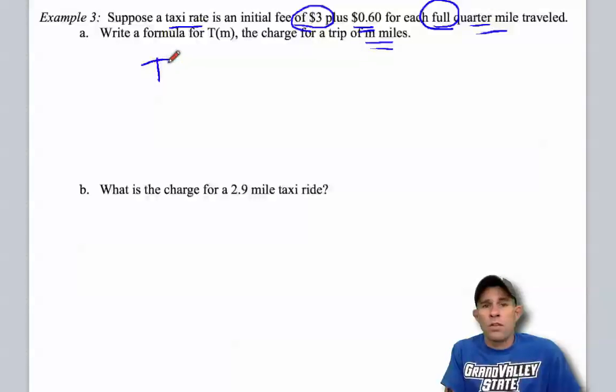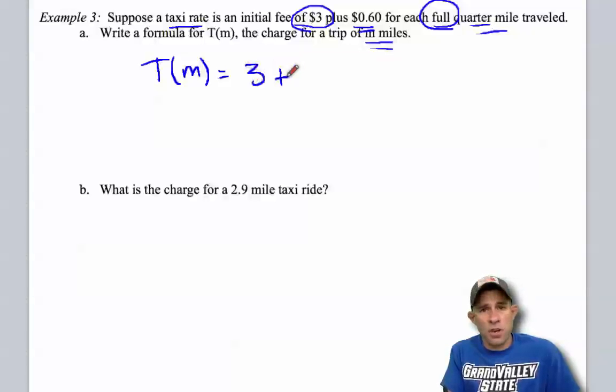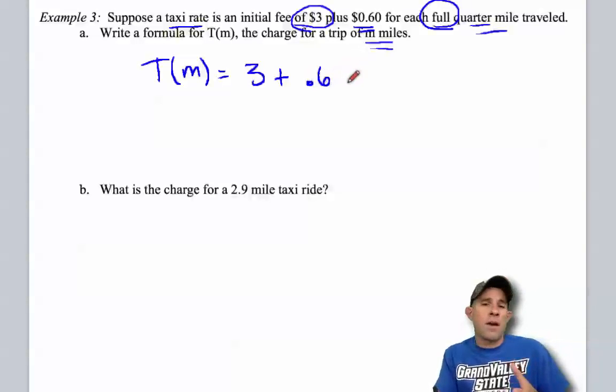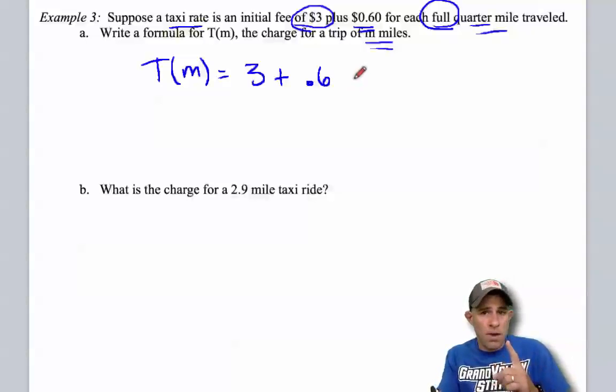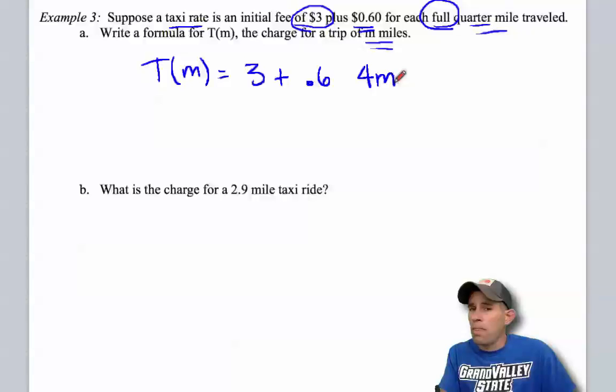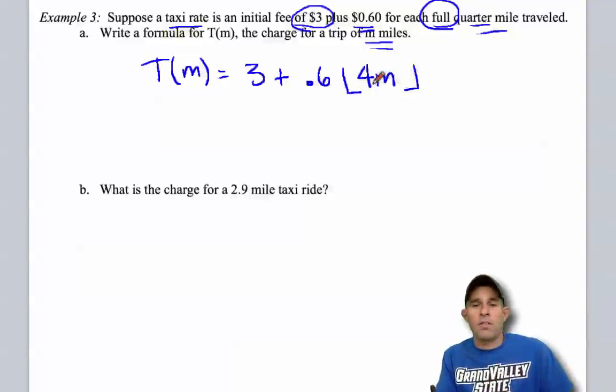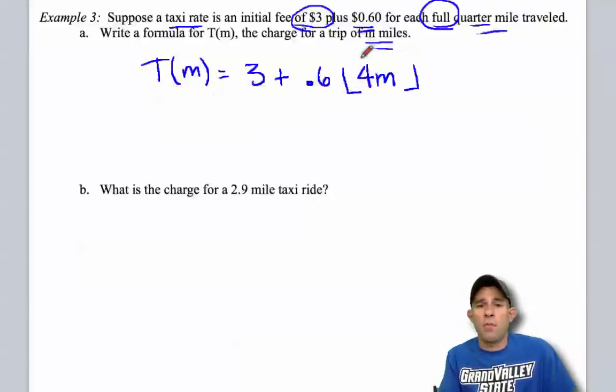So we're going to let T sub n be equal to the $3 of initial charge plus 60 cents for each full quarter mile. Now, there are 4 quarters in 1 mile, so we need to multiply the number of miles we drove by 4. But we're going to take that value and round it down because we only want full quarter miles, not parts of quarter miles. So here's our function that represents that. You notice that we have a rounding down function.